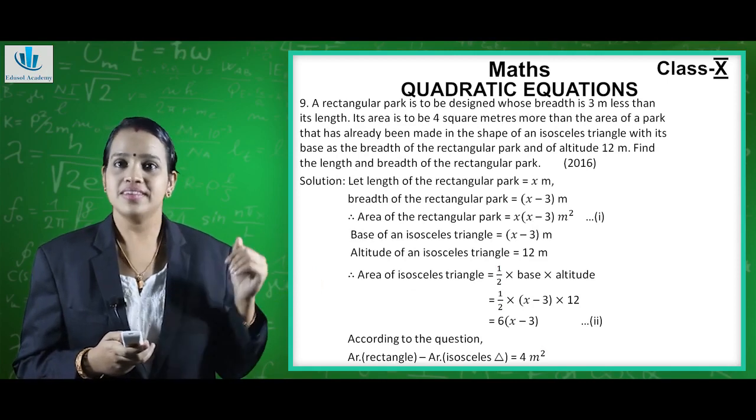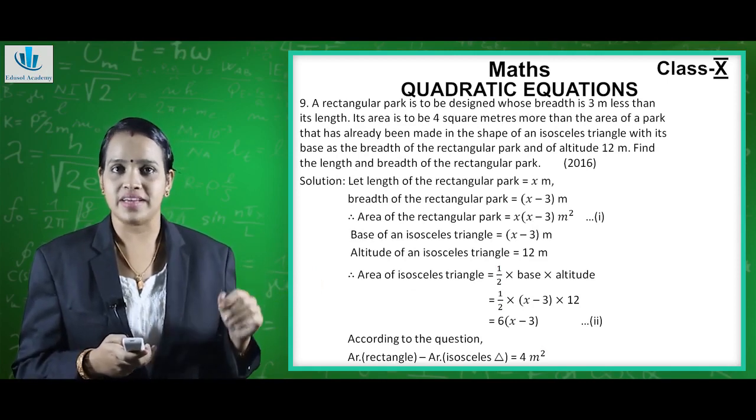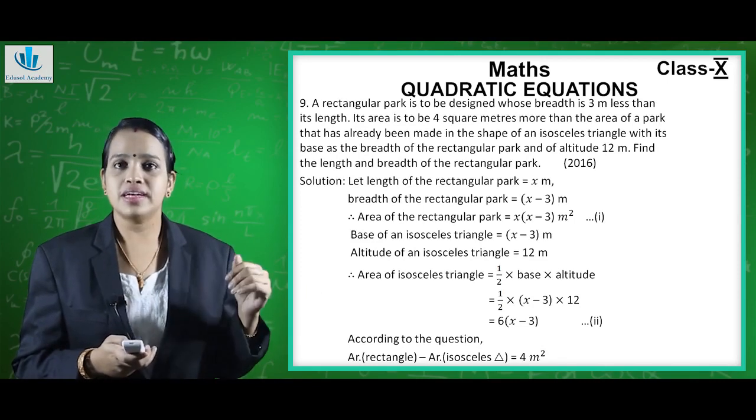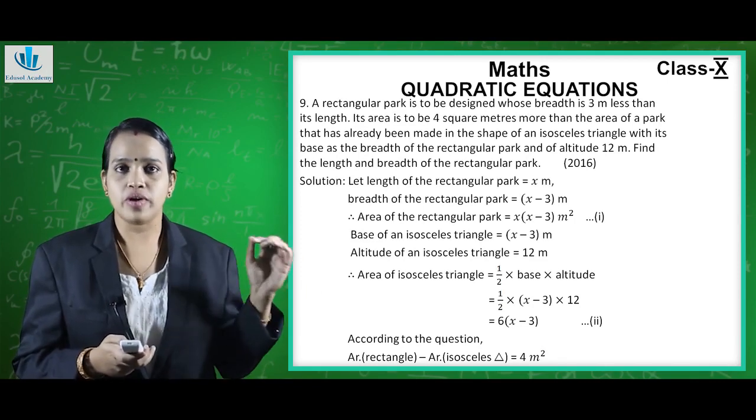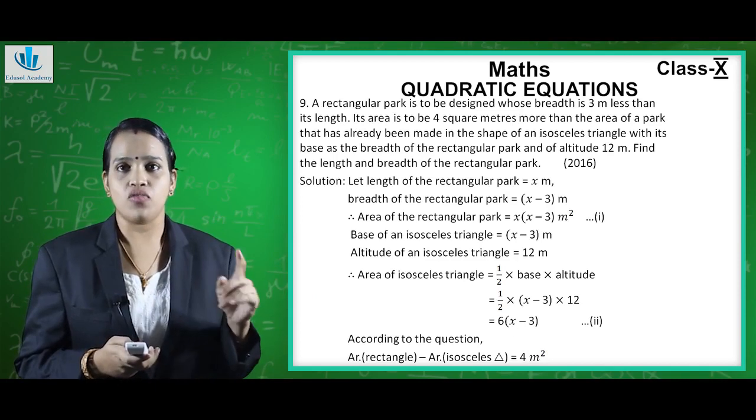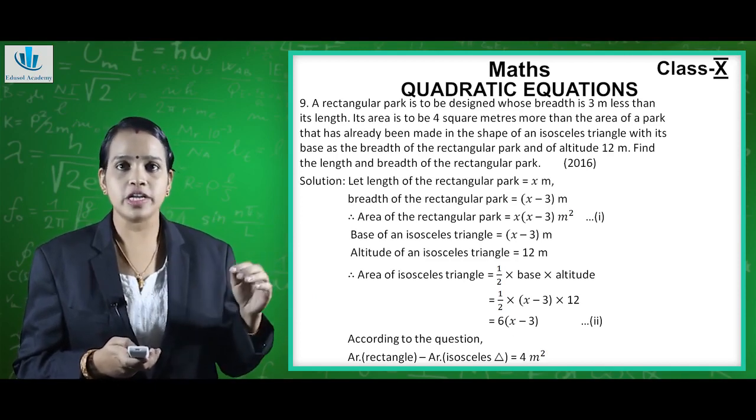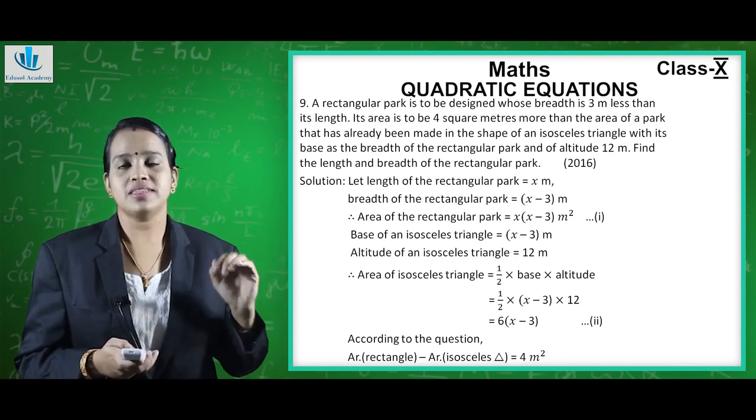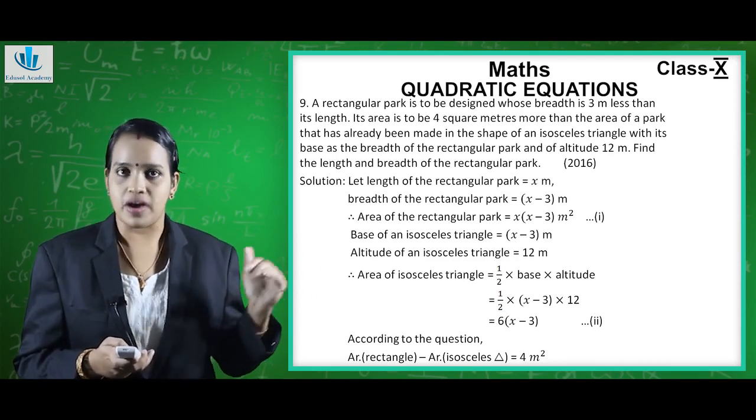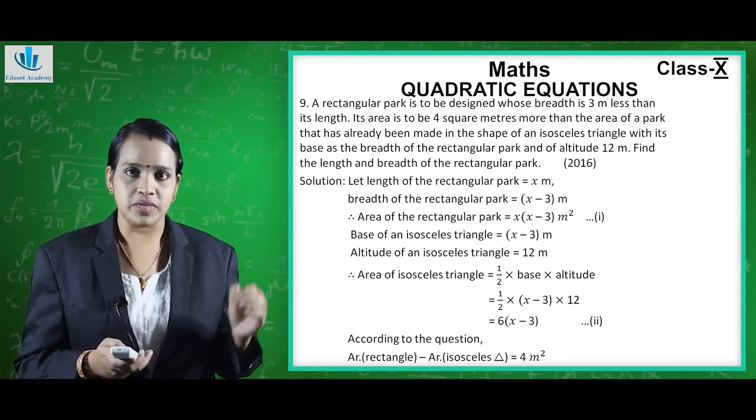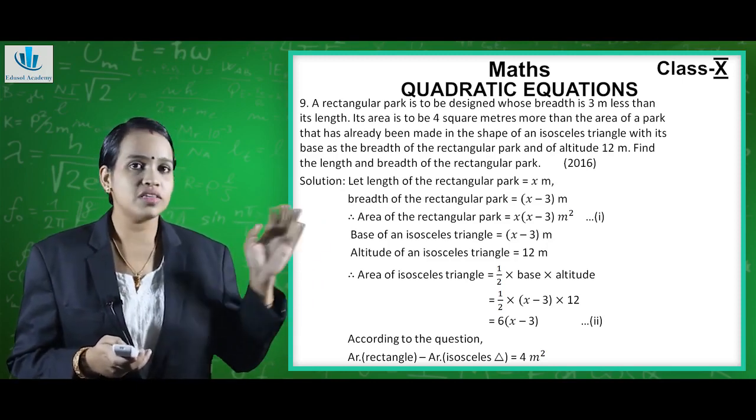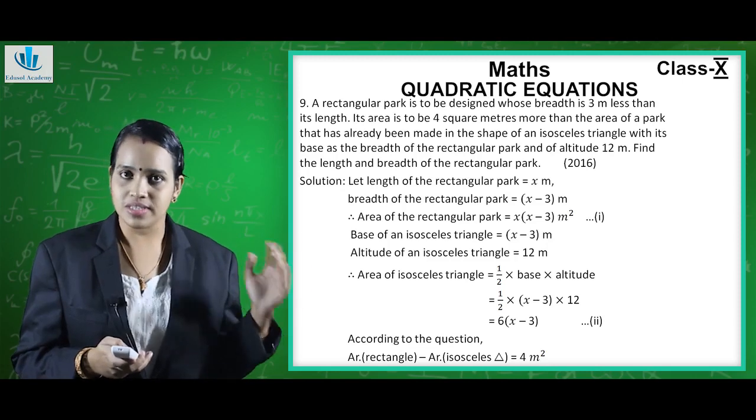Next question is, a rectangular park is to be designed whose breadth is 3 meter less than its length. Its area is to be 4 square meters more than the area of a park that has already been made in the shape of an isosceles triangle with its base as the breadth of the rectangular park and of altitude 12 meter. Find the length and breadth of the rectangular park. Now this question has appeared in the year 2016.